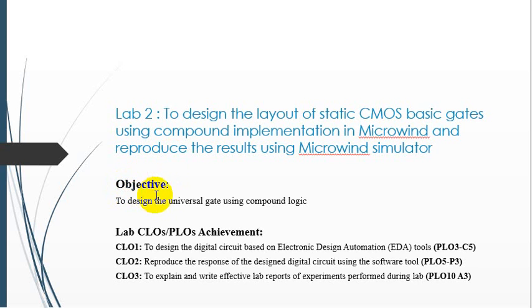The main objective of our lab is to design the universal gate using the compound logic, and the lab CLOs and the PLOs that we will achieve at the end of the lab are CLO 1, 2 and 3. CLO 1 is mapped on PLO 3, CLO 2 is mapped on PLO 5, and the last, CLO 3, is mapped on PLO 10. CLO 1 and 2 are achieved during the in-lab task, and CLO 3 will be achieved after the completion of the lab, in the form of the lab report.